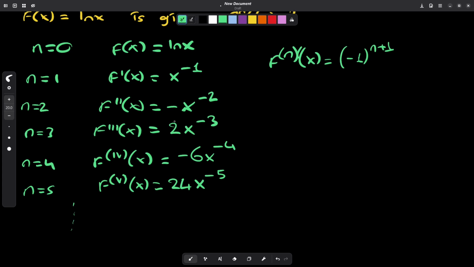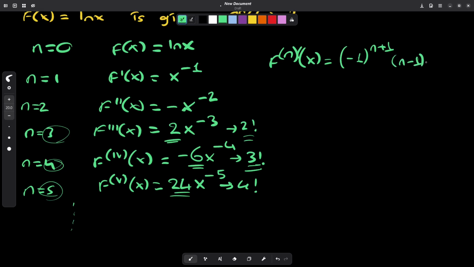Next step, these constants. As we said, we have some factorial here. This is 2 factorial. This is 3 factorial. This is 4 factorial. n is 5 when the factorial is 4. n is 4 when the factorial is 3. n is 3 when the factorial is 2. This is clearly n minus 1 factorial.